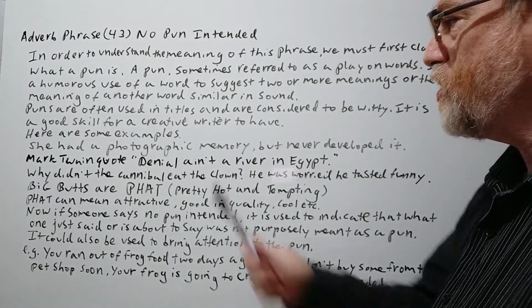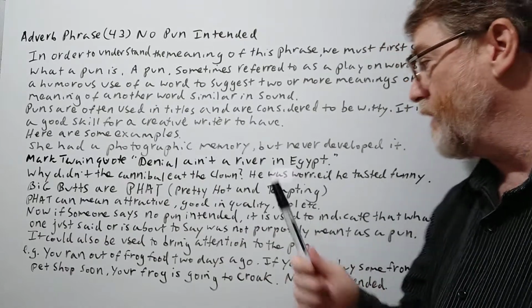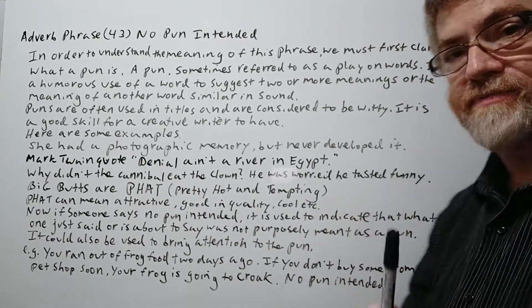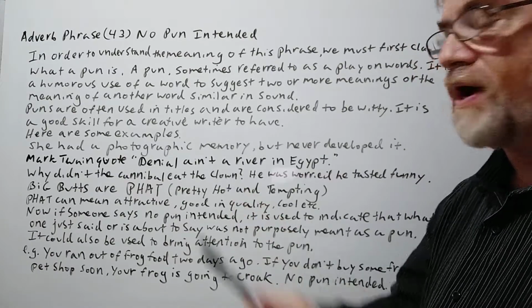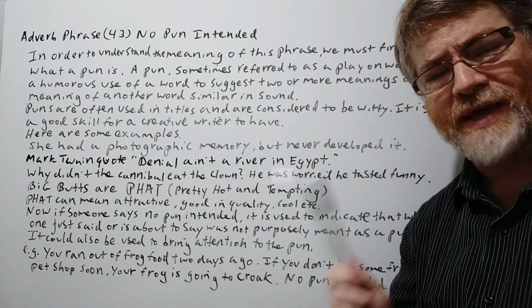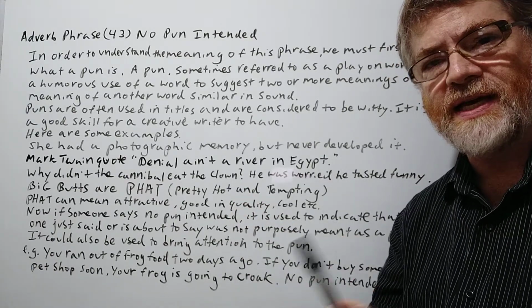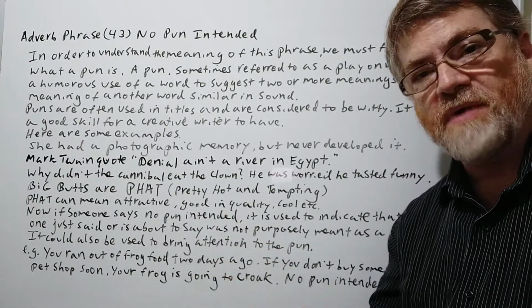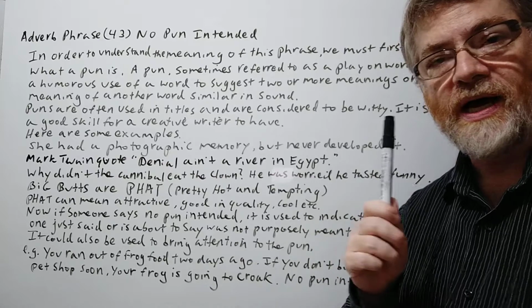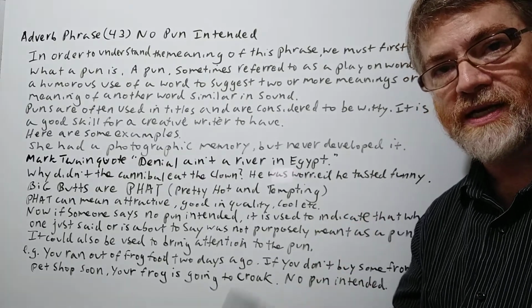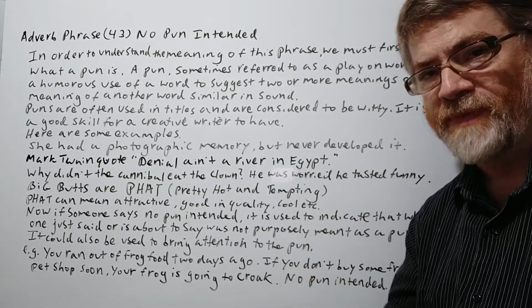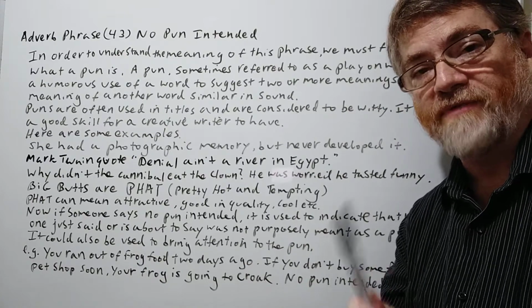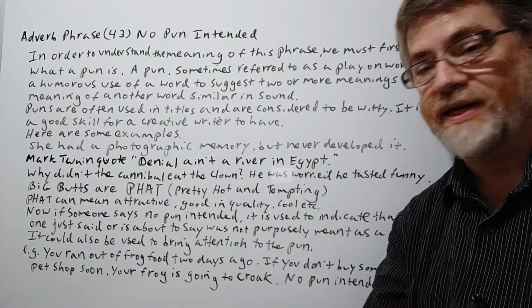All right, here are some examples. She had a photographic memory, but never developed it. Well, first of all, photographic memory, there are a few people that actually have this. That means that they don't forget anything. They could just read a book one time and they remember every single page. They remember everything they read. It's almost like it's taking a picture. It's very rare, but there are some people that have a photographic memory. So that's what that is.